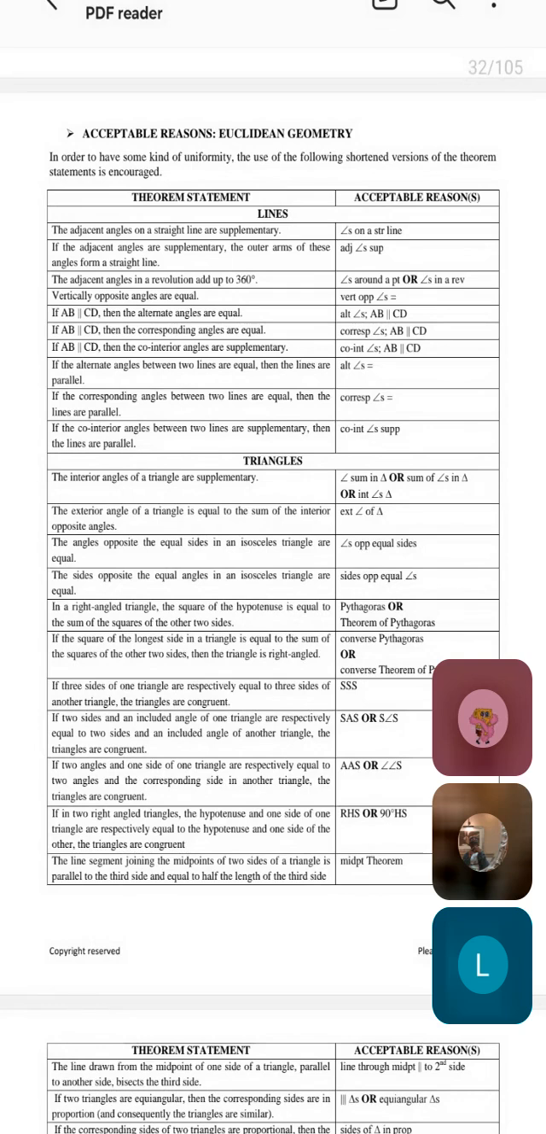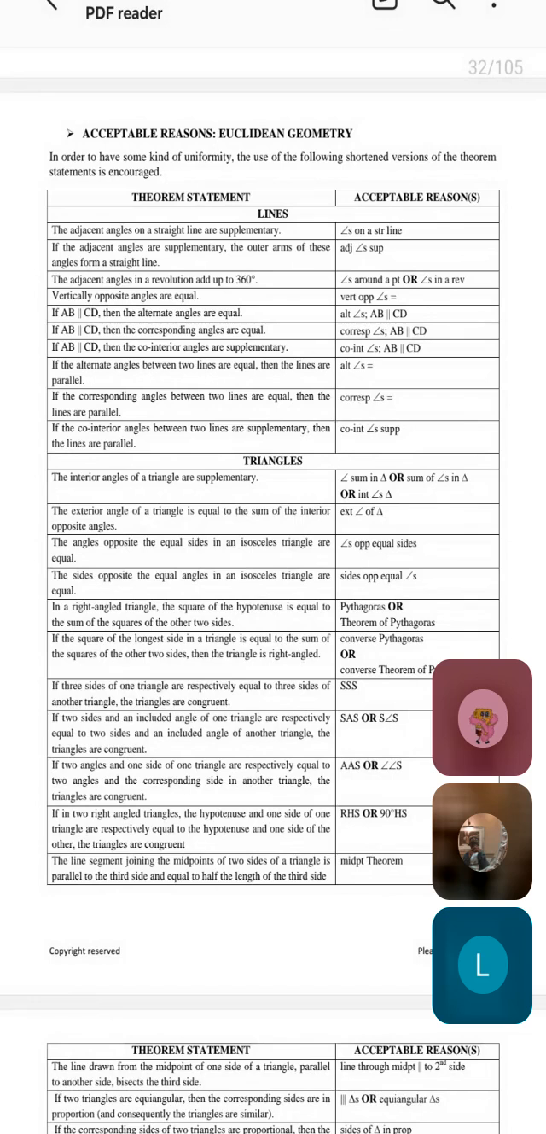And my reason can either be alt angles equal, if there are two angles that are alternate that are equal, corresponding angles equal, if there are two angles that are corresponding that are equal, co-interior angles supplementary, if there are two angles that are supplementary between the two lines.